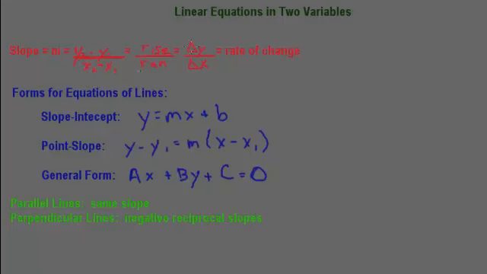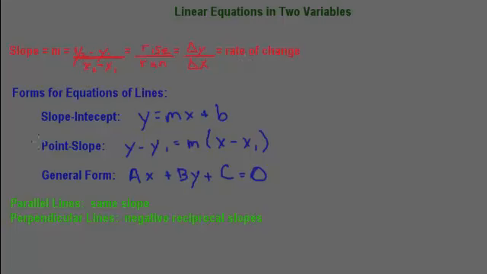You will hear it described as rise over run. You will also hear it described as delta y over delta x, which means change in y over change in x. Also, especially in word problems, you will hear them ask for the rate of change. When you hear rate of change, think slope, because that's what they're asking for.